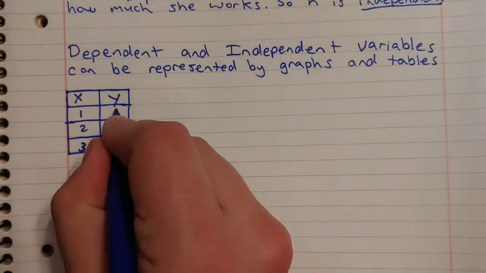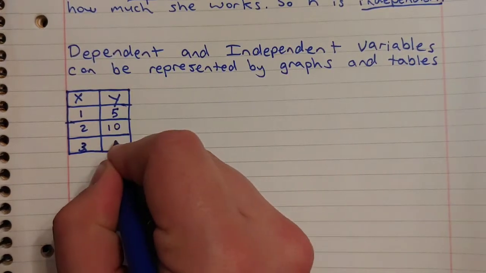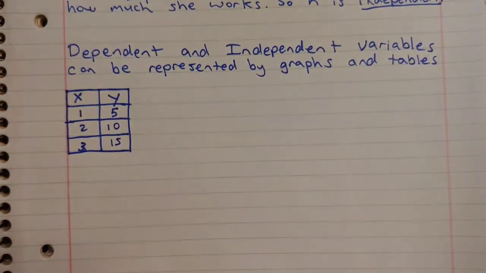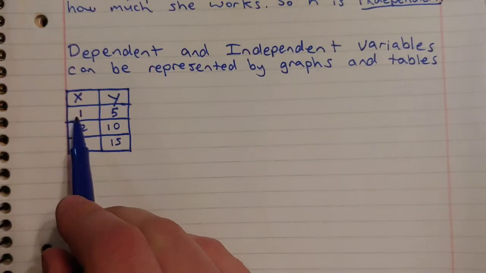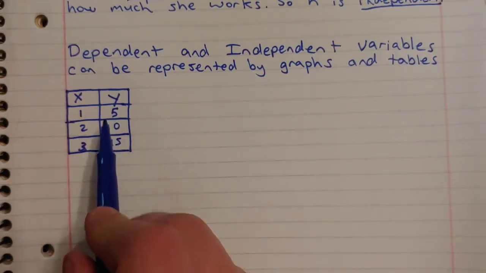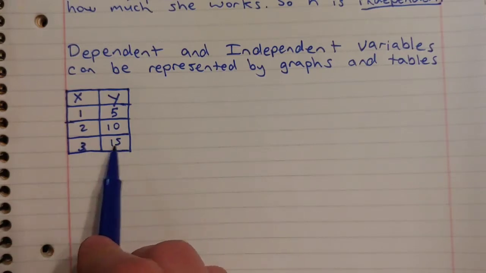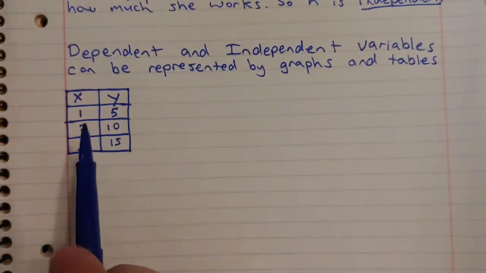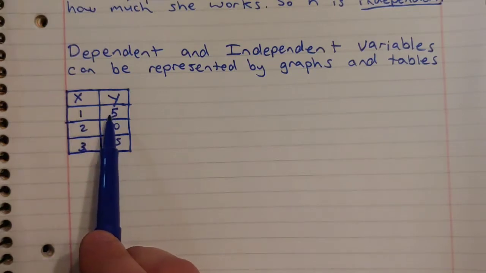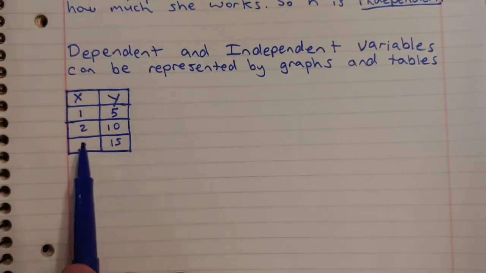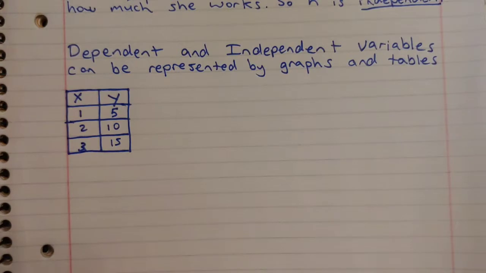will be 5, 10, and 15. So what I want you to do is tell me what the equation is going to look like here. I'll do this one for you. Okay? So X is 1, Y is 5. X is 2, Y is 10, X is 3, Y is 15. So if you notice, it's going up by a multiple of 5 every time.